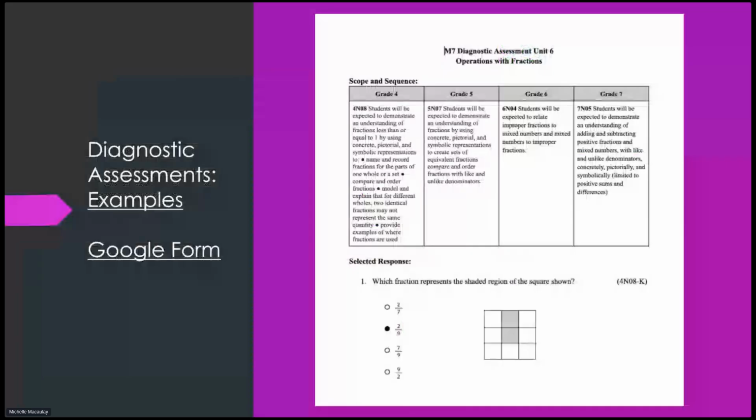Just a couple other examples to show you visually what they look like and how we design them a little bit. So in grade 7, this is an operations with fractions, which is an area of struggle for some of our students. You can see at the top the scope and sequence, and with grade 7, we traced right back to grade 4, which is some of the foundational understanding of fractional concepts for our students.